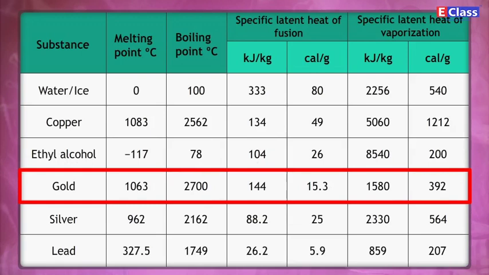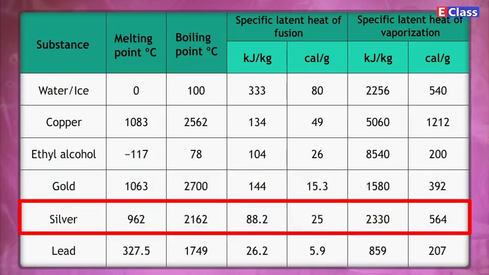Substance: gold. Melting point: 1063 degrees Celsius. Boiling point: 2700 degrees Celsius. Specific latent heat of fusion: 144 kJ per kg, 15.3 cal per gram. Specific latent heat of vaporization: 1580 kJ per kg, 392 cal per gram.